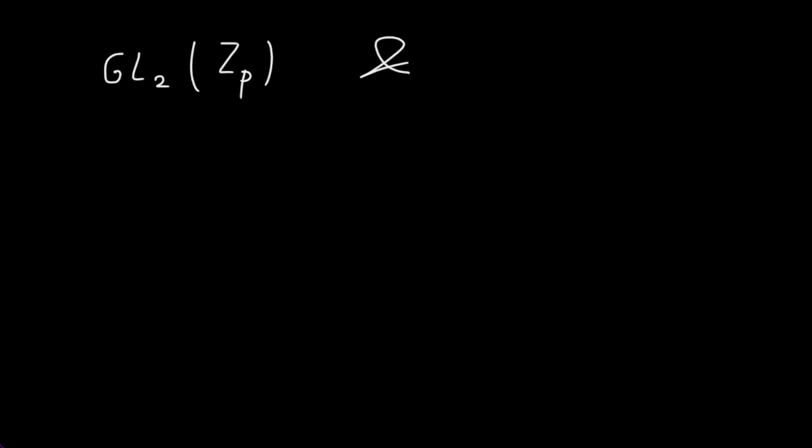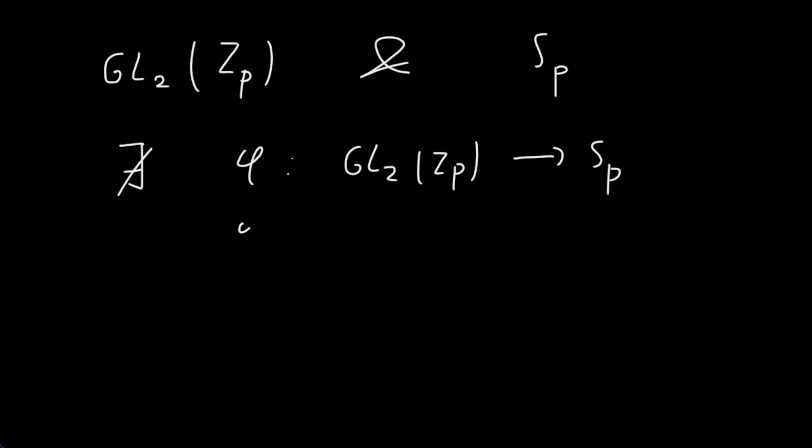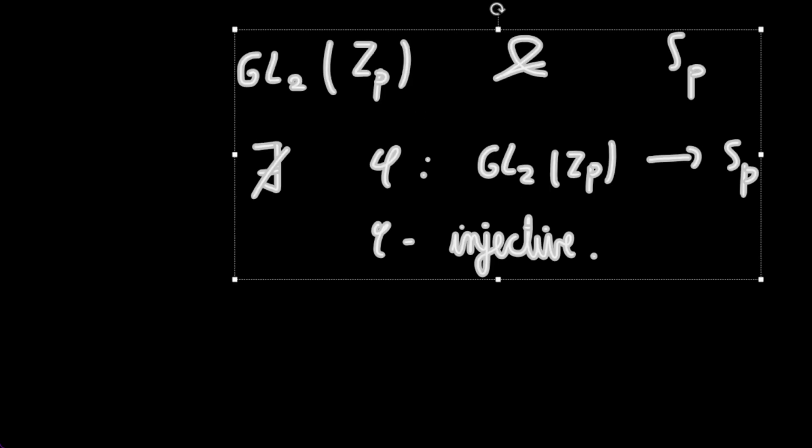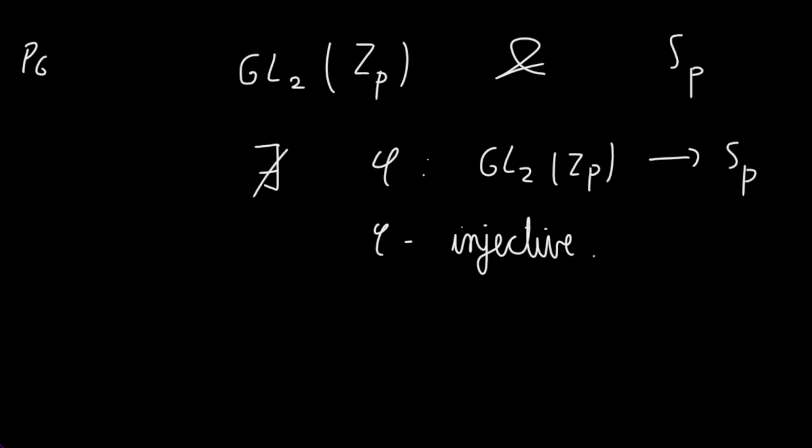And what the problem asks us is to show that there does not exist a morphism between GL2 ZP and SP, where this morphism is injective. So we have to show that this type of morphism, which is injective, doesn't exist. This is the problem from 2021, problem 6, P6, IMC 2021.